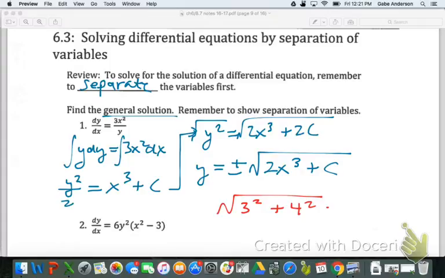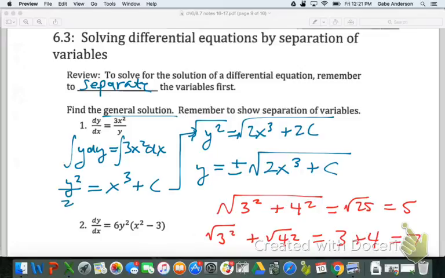Let's do it the way that we know how, with order of operations. Order of ops says do the exponents. 3 squared is 9, plus 4 squared is 16. You get 25, so it's the square root of 25, and that's equal to 5. That's doing order of ops. If we did it your way, we'd get 3 plus 4, which is 7.